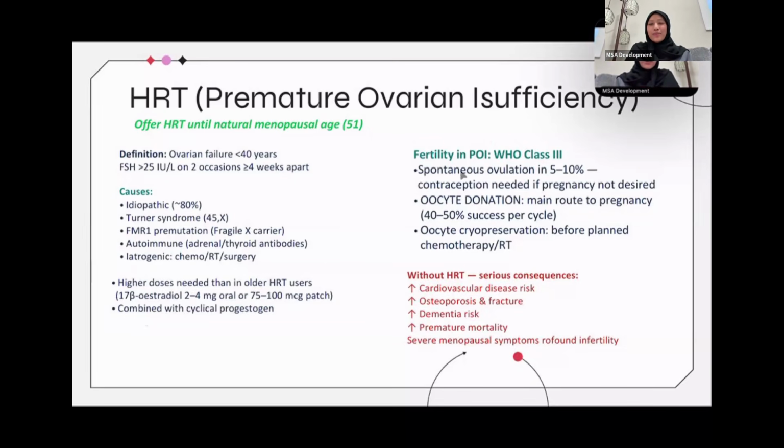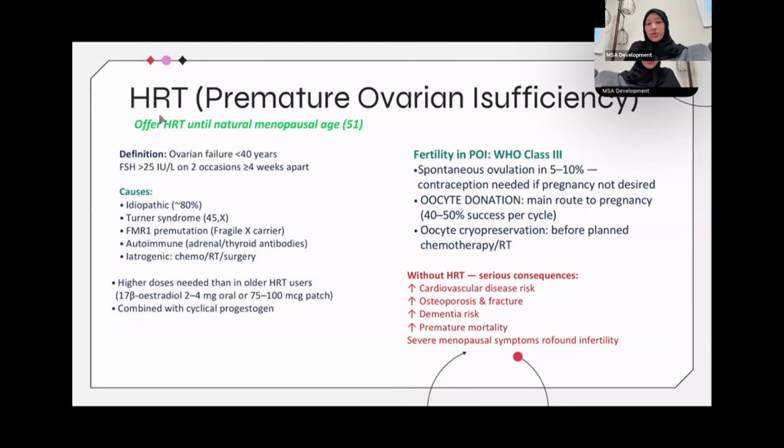Class 3. So how do you fix the fertility in class 3? We said HRT is given. Other than that, you can do IVF and oocyte preservation. So before someone goes through chemotherapy or radiotherapy, before they lose the ovary function, you can store the eggs by oocyte donation as well, and cryopreservation. There can sometimes be spontaneous ovulation, but it's very, very unlikely, right? Because the ovaries are not working.